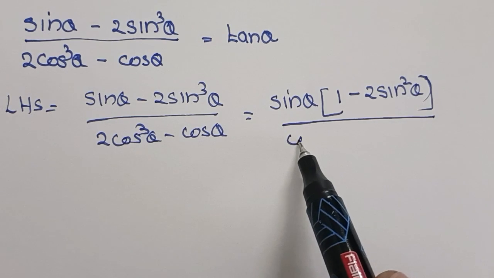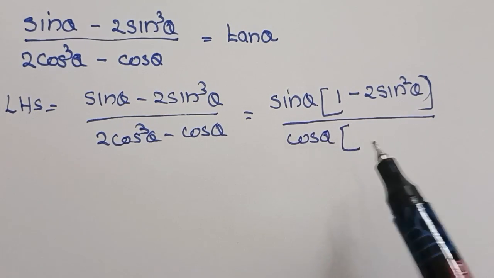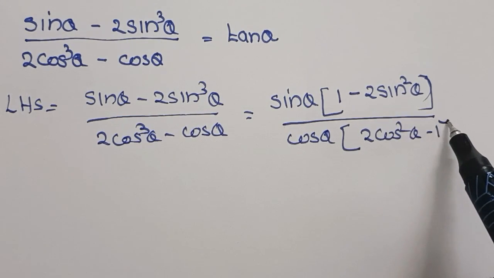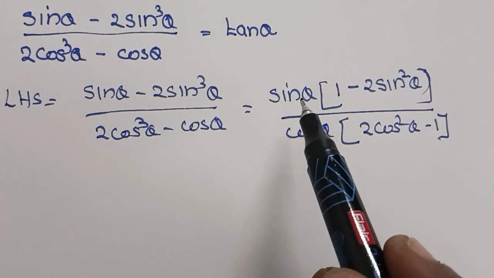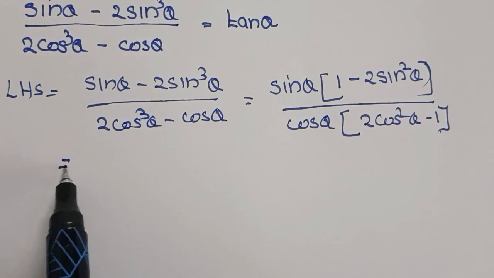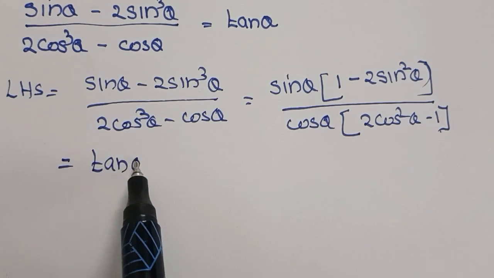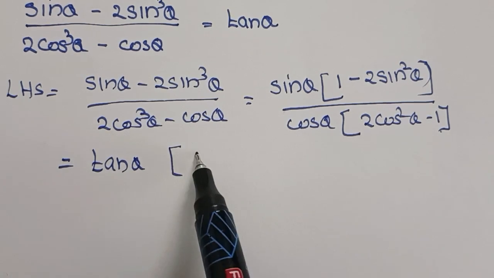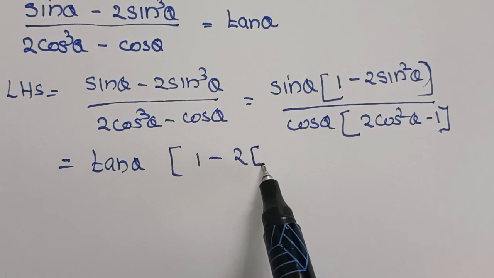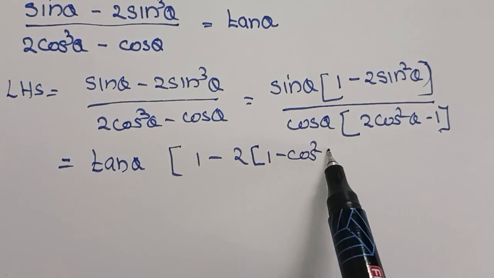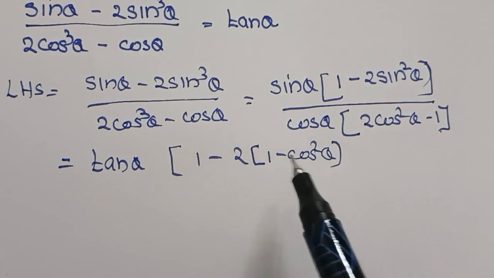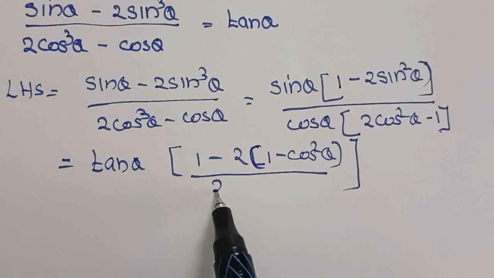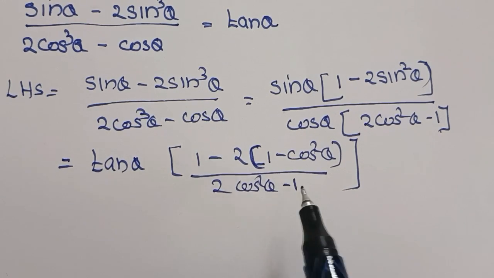We can take cos theta as common factor. By taking cos theta outside, first remaining 2 cos square theta minus second remaining 1. Now we know that sin theta by cos theta equal to tan theta, isn't it? Sin theta by cos theta equal to tan theta into numerator will become 1 minus, we can write sin square theta as 1 minus cos square theta, instead of sin square theta, we can write 1 minus cos square theta, divided by 2 cos square theta minus 1.